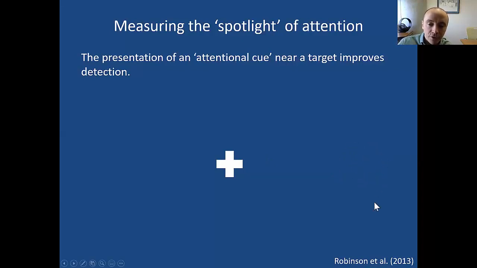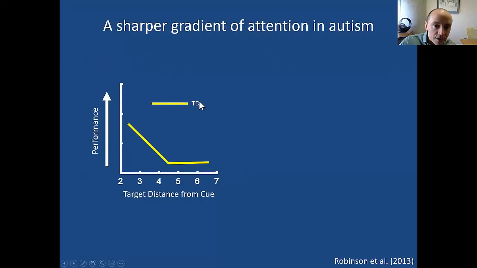And in other cases, the cue and the target were very far apart. And when they looked at the behavior of the subjects, here TD, reflecting typically developing, showed a well-known pattern. Your performance is best at target distances that are very close to the cue, and worse at target distances far from the cue. And when they repeated the study with age and IQ matched participants with autism spectrum disorder, what they found was that there was a steeper gradient in the fall off of that attentional cue.